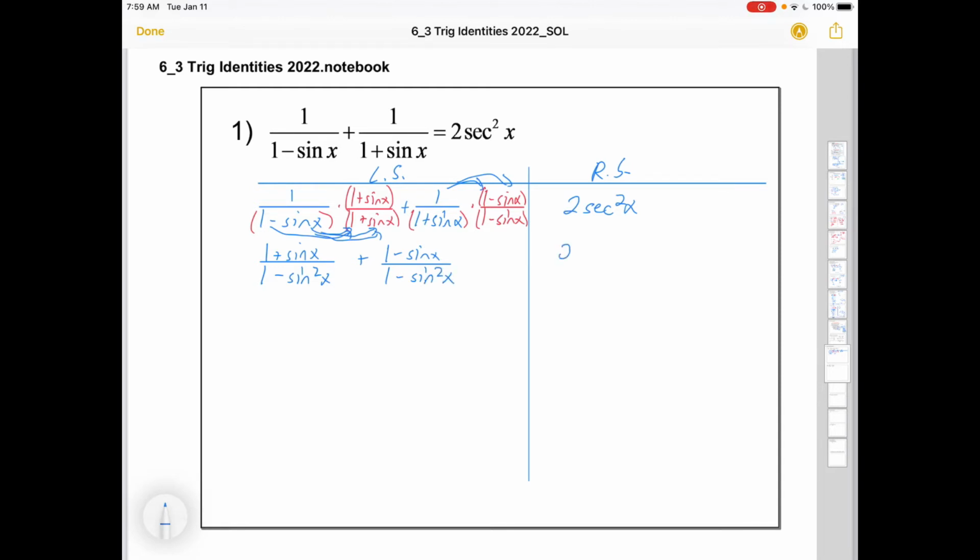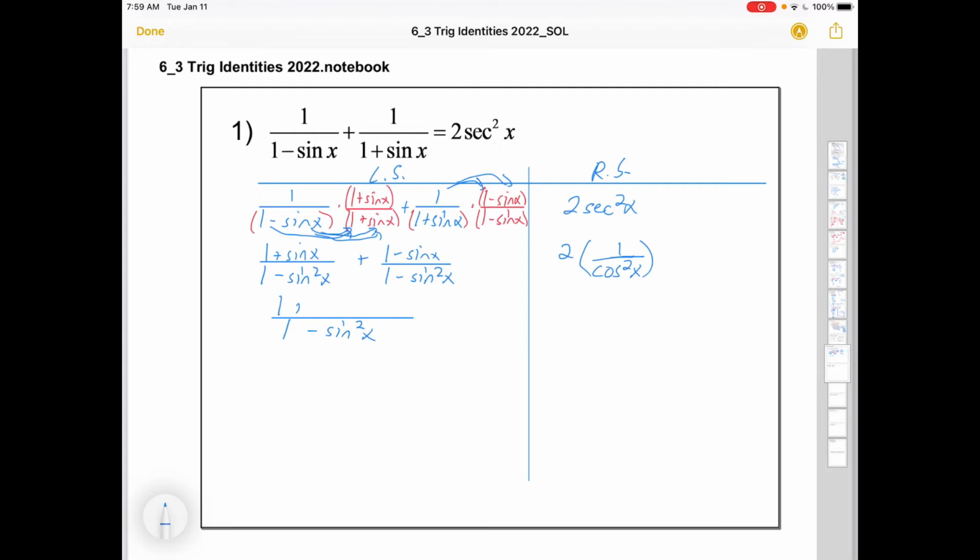The right side, I don't love the fact that it's got secant involved, so I'm going to rewrite that as 1 over cos squared, just in the hopes that that will be something more helpful or easier to deal with. I don't have to do that. Again, there are many ways to prove this. Now that I've got a common denominator, I can just add my numerators.